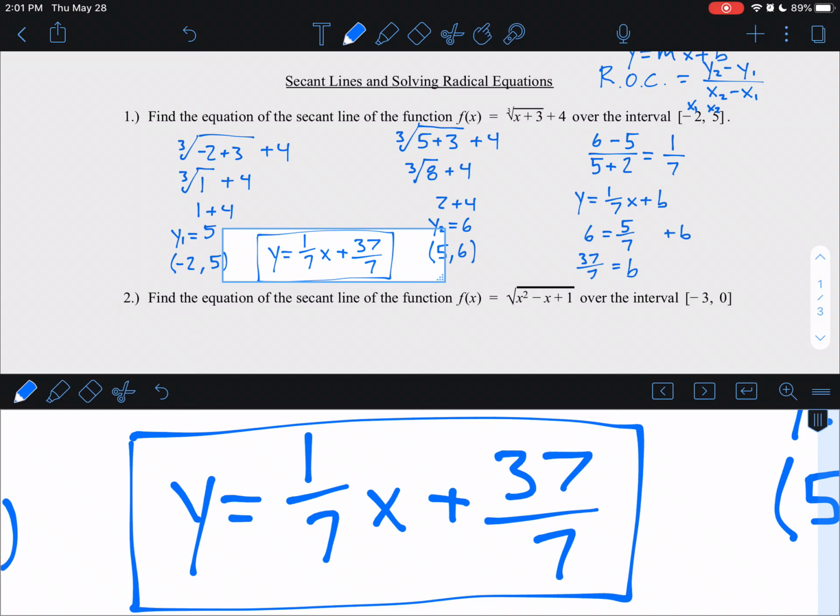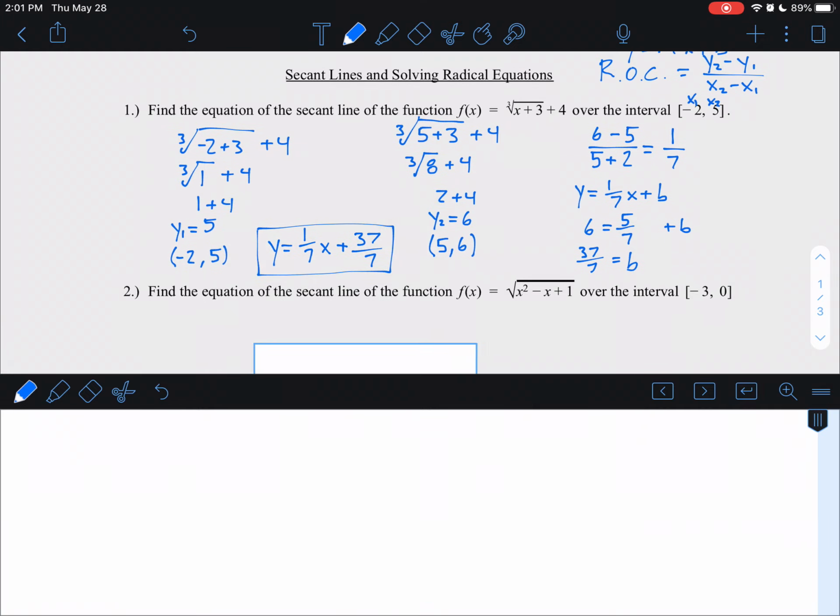And I'm pretty sure the other secant lines it's having you find on here aren't going to have such nice fractions, so just leave it as the decimal. So we'll do the next one together as well.